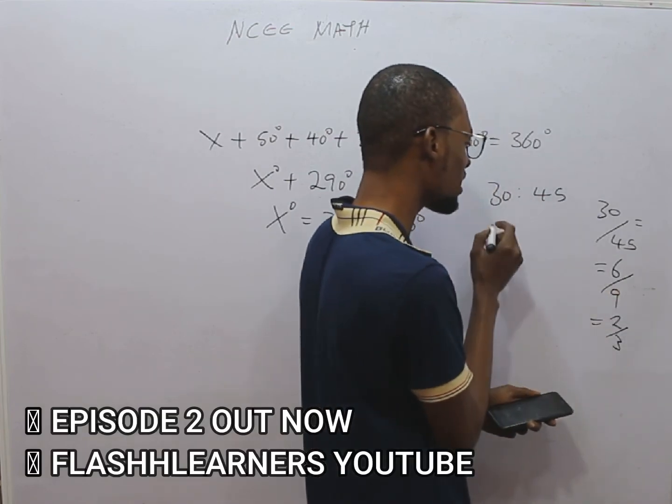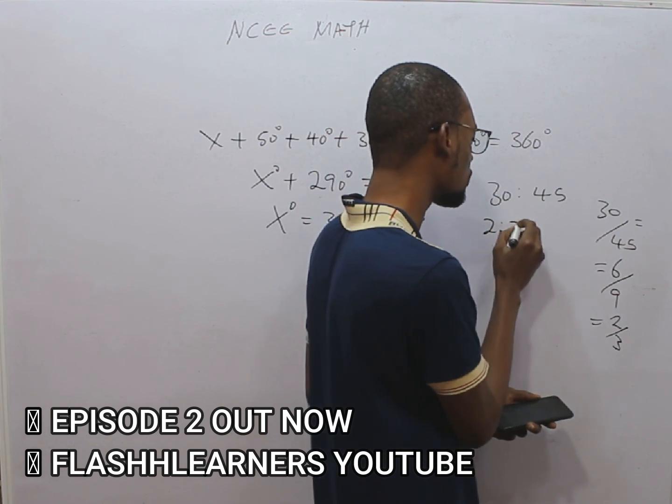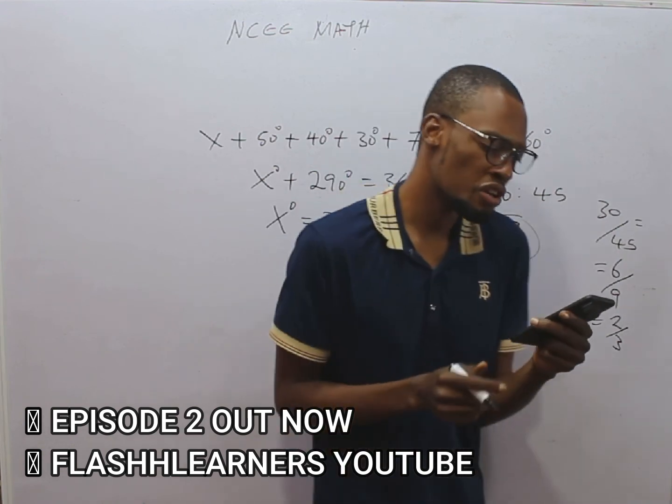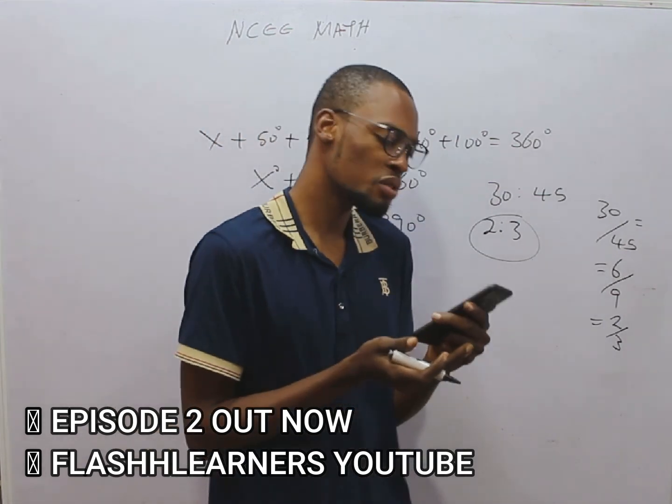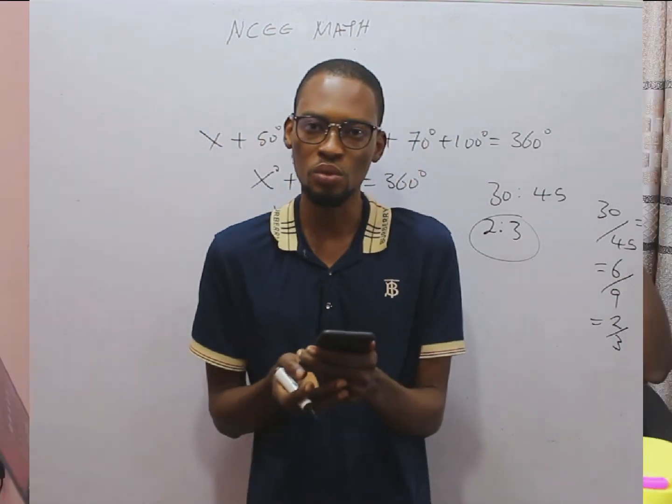So the simplest form here is 2 ratio 3. That is the ratio of girls to boys in the simplest form. While boys to girls is 3 ratio 2.